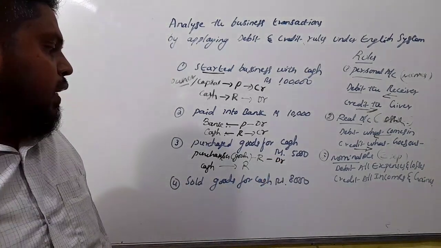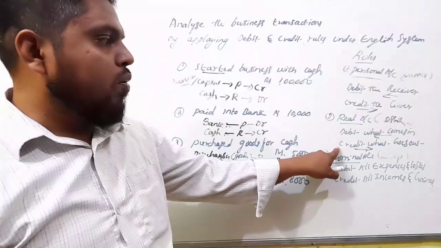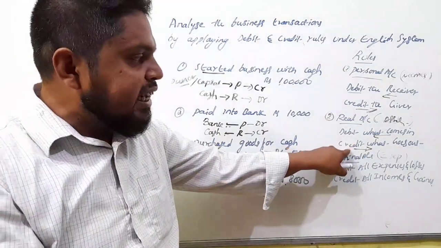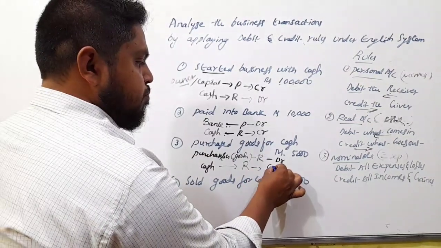Purchases will be debit side. Next, cash comes under real account. We are purchasing, it means cash is going out of the business. Credit what goes out. So this is credit side.